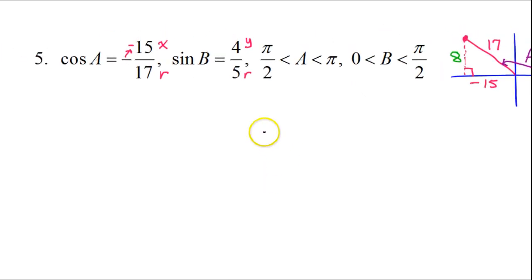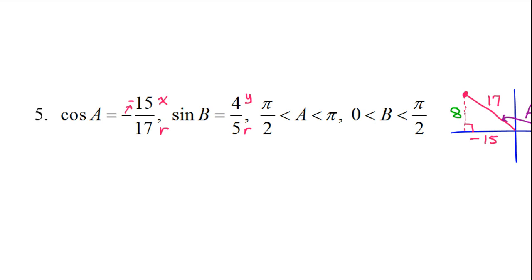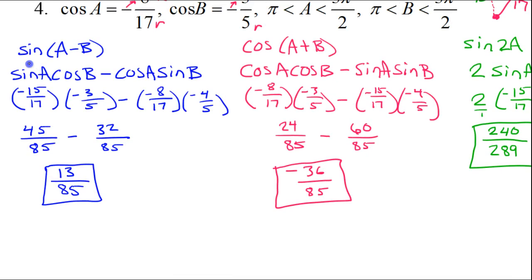Okay, so let's go ahead and list out the things that we're supposed to find. But we'll find them one by one. Well, it's the same as last time, so I'll just do the same thing. So first we need to find the sine of A minus B.